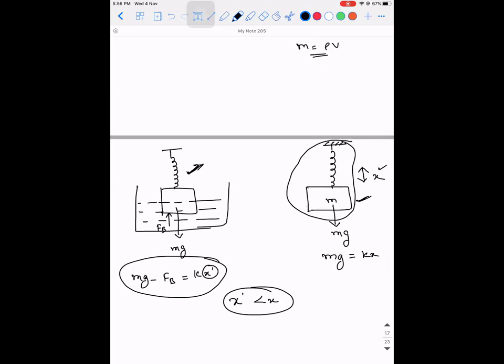Sir, if mg is greater than buoyant force, won't the solid sink down fully in water, sir? It need not be. It will not fully sink. Because there is a spring which is holding it. Okay, sir.